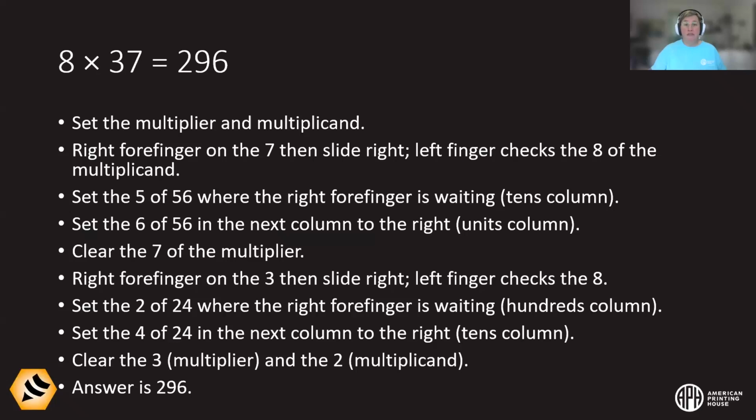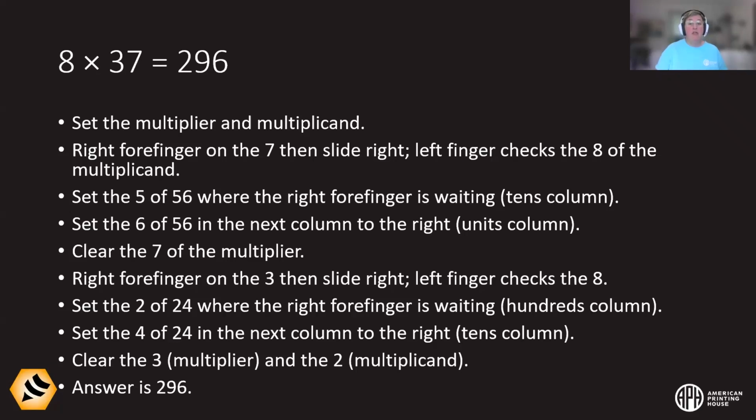Our left hand then reads the first number on the left-hand side, which is an 8. So it'll be 7 times 8. Where our right hand finger is resting, you'll set the 5, you'll move to the right, and you'll set the 6. Since we're done with the 7 of the multiplier, you're going to clear it with the right forefinger on the 3, because that's the next part of the multiplier.